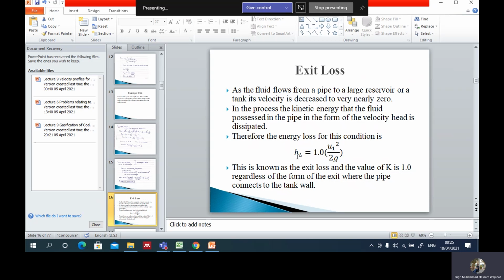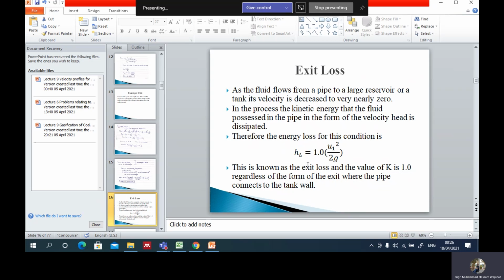In the previous example of sudden enlargement, we had to find the value of K graphically. How did we find it out? By the ratio of the diameters to the velocity. Here we assume it is 1. So the question becomes easy, and we only apply the same part for the velocity head, U1 square upon 2g, because we are only interested in the velocity of the smaller pipe and not the larger pipe. So this condition is known as exit loss.